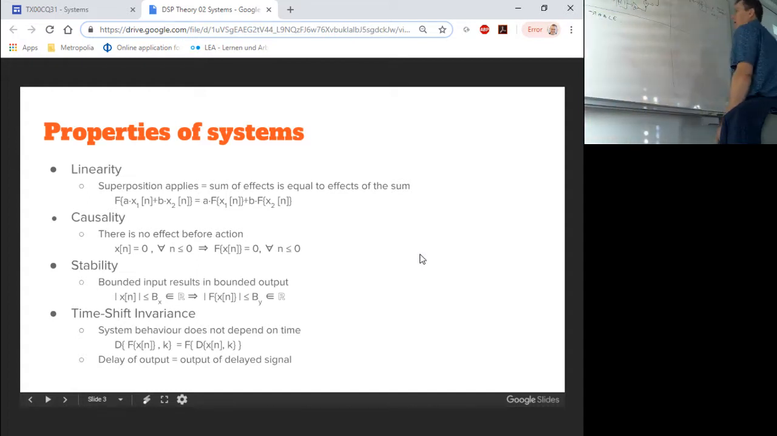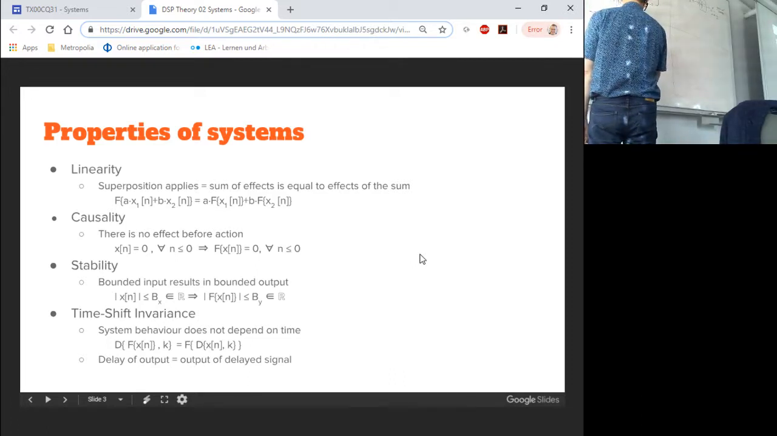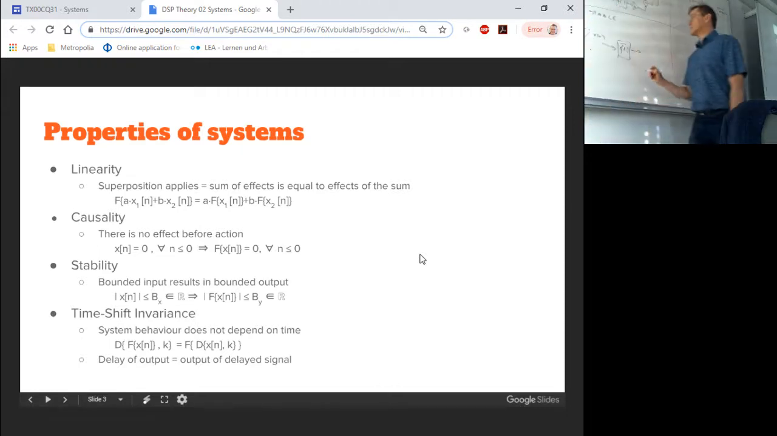Stability means that if we have a bounded input, meaning for x of n we have some upper bound and lower bound, Bx and minus Bx, and the signal is somewhere here, we put this signal through the system. What comes out is a signal which also has bounds, some other bounds, but still By and minus By. The signal is still within these bounds, which is actually a nice property.